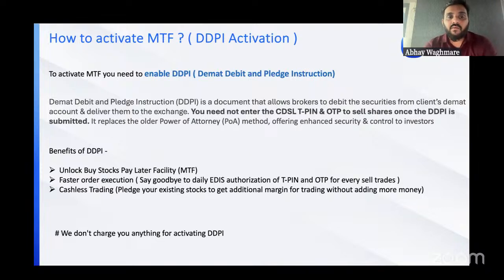We will cover the unlock buy stocks pay later facility, the MTF facilities, in detail in the upcoming slide, which will tell exactly how MTF works. One more point I would like to mention here is that we don't charge anything for activating DDPI. In the industry, there are several brokers who charge a nominal fee for activating the DDPI. However, we don't do that at HDFC Sky.